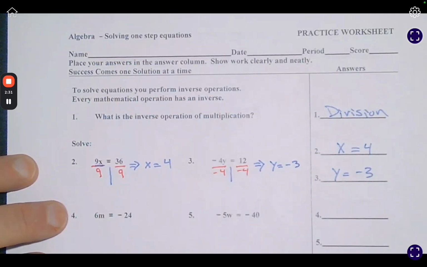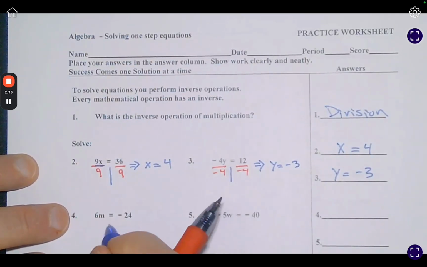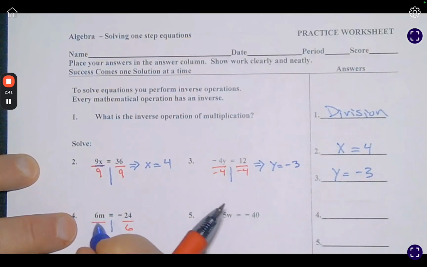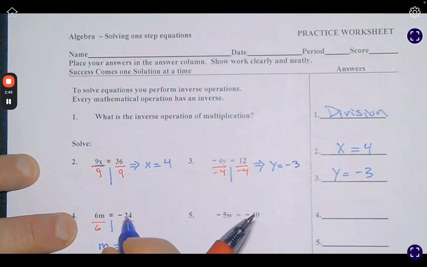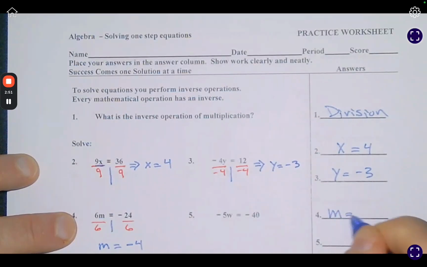Let's do it again. This is 6 times m. Remember, what I do to one side, I got to do to the other. So I'm going to undo multiplication with division. So that's what I'm going to do. 6 divided by 6 is 1, so that's 1m equals a negative divided by a positive is a negative, and that's 4. Let's go. M equals -4. You're doing great.